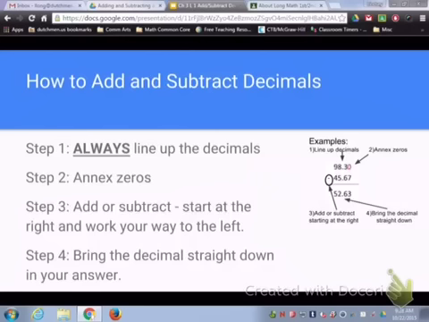So we look at our sign and we start at the right and work our way to the left. So we start with our smallest place value and then work our way across. Once we get our answer, you bring your decimal straight down so that the decimal is basically forming a line.